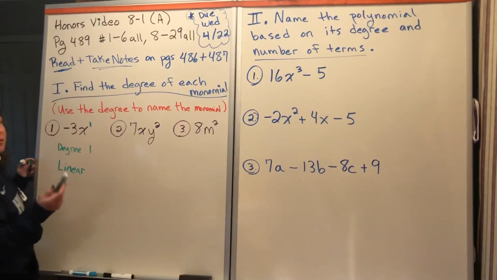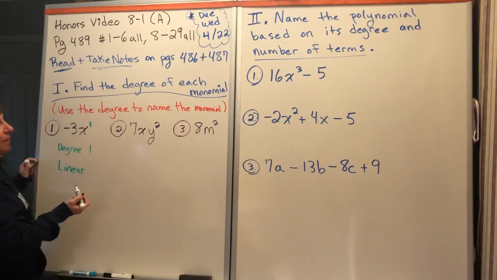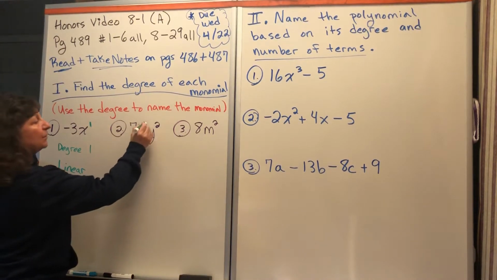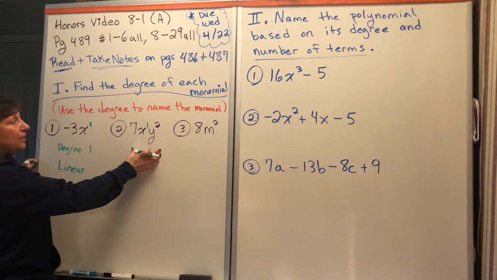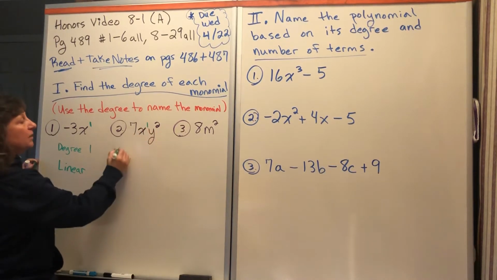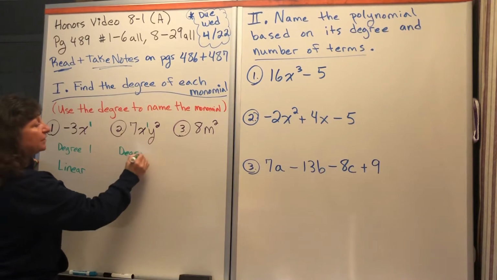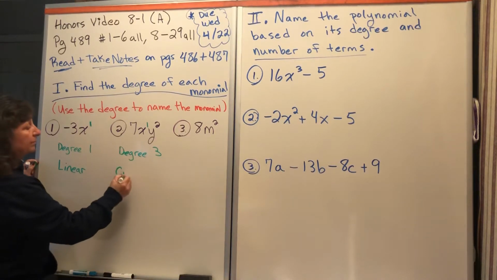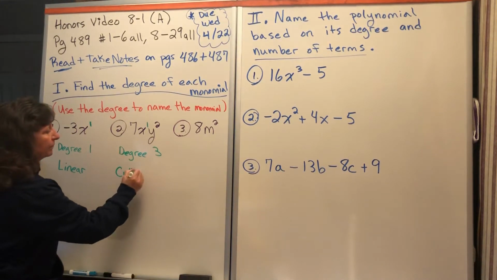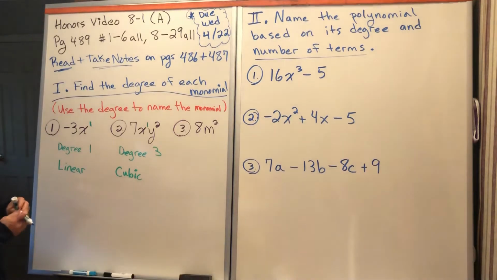So we got to learn new vocab. When I look at problem number 2, this exponent, it's not written in, it's a 1. The degree of this monomial is 2 plus 1. The degree is 3. And if we were to label that mathematically, this would be a cubic, because it is to the 3rd power.